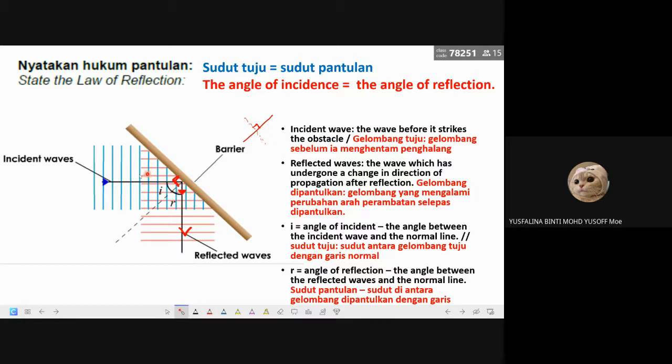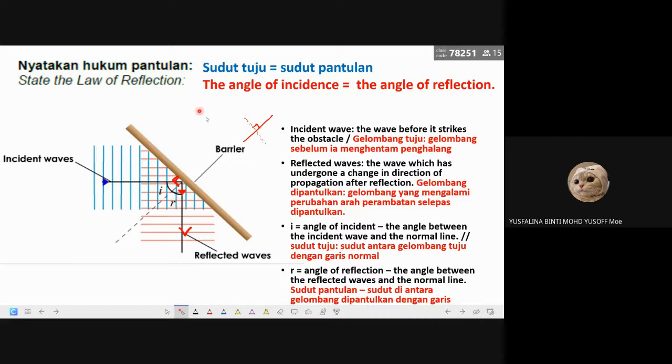Here is the incident wave, here is the normal line, and this is the reflected wave. I is the incident angle and R is the reflection angle, or angle of reflection. From the law of reflection, we know that the angle of incidence is equal to the angle of reflection, so I equals R.